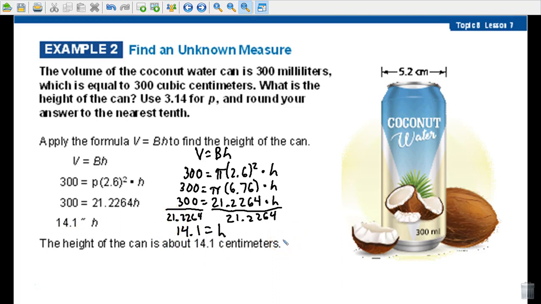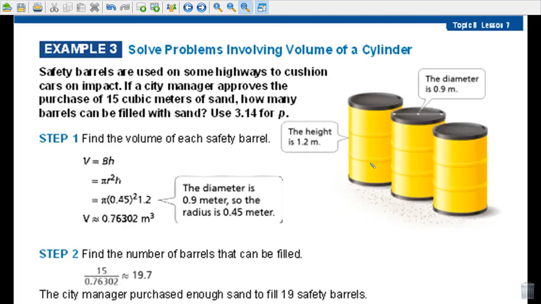Got to stay honest. So the height of the can is 14.1 cm. All right? Okay. Example 3.